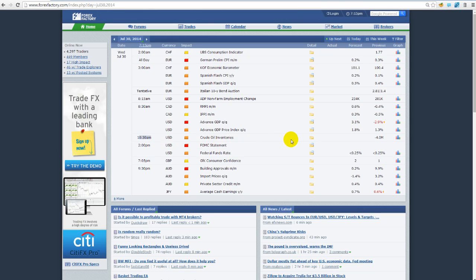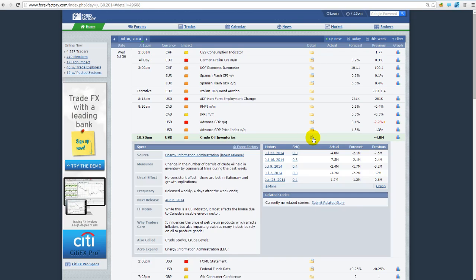It's the inventory report of how much inventory is in storage. So it's a change in the number of barrels of crude oil held in inventory by commercial firms during the past week. Do they have more in storage or less in storage? Basically it's this supply-demand idea, and it doesn't always follow it.